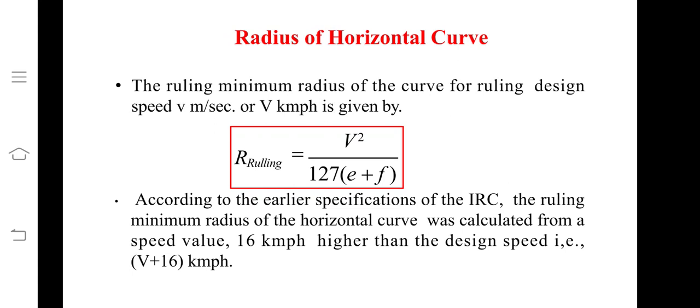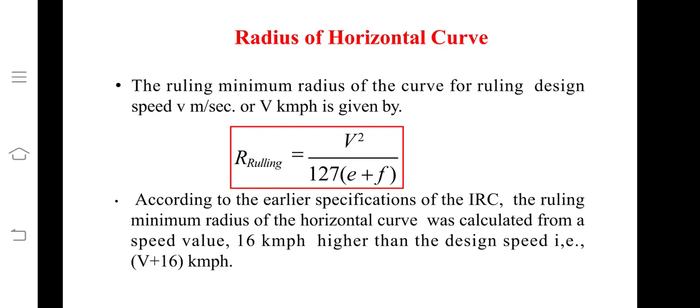Right? This is the standard equation where E is the rate of superelevation and maximum superelevation is equal to 0.07. F is the lateral friction coefficient 0.15. V is the design speed in kmph and R is the radius of curvature in meters.